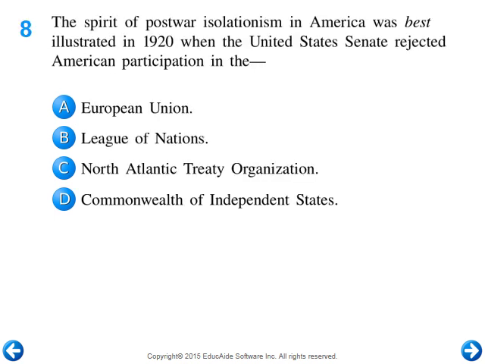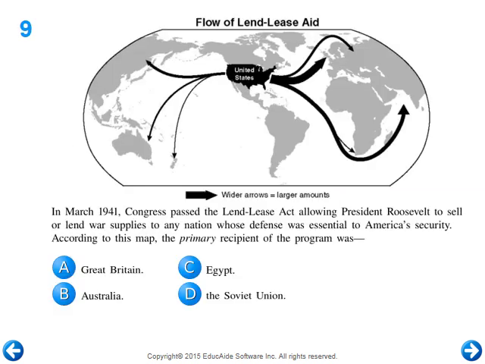Number 8. The spirit of post-war isolationism in America is best illustrated in 1920 when the United States Senate rejected American participation in the what? All right, again, isolationism. Okay, we wanted to be isolationists after World War I. In other words, we wanted to be by ourselves. We didn't want to be tied to anybody else. So that's why the Senate rejected the League of Nations. B. All right, number 9.